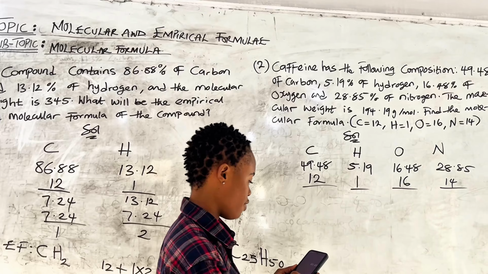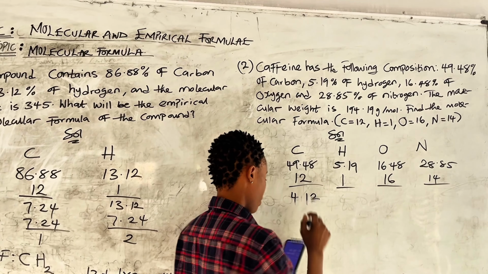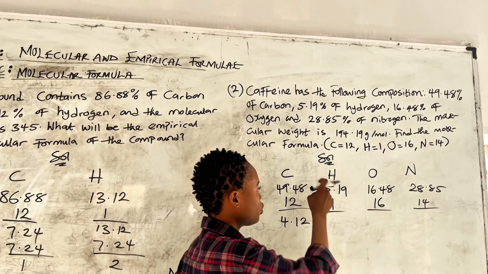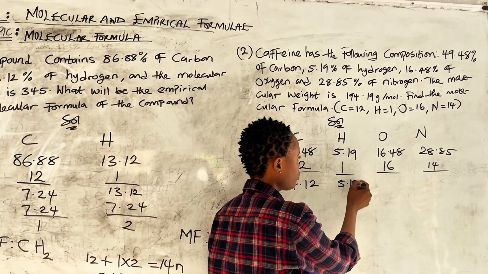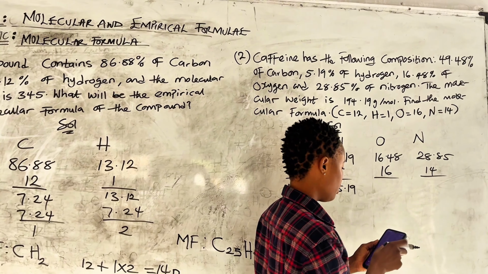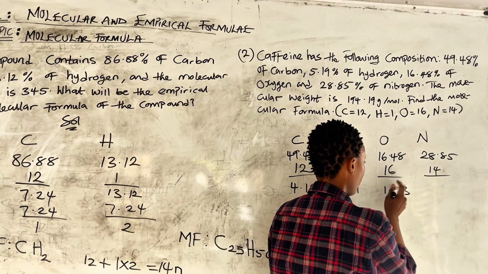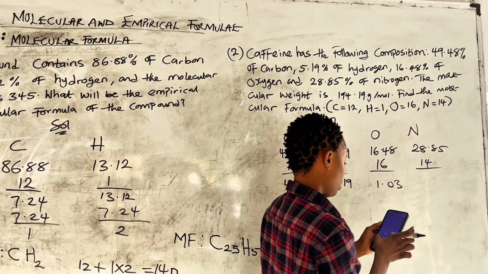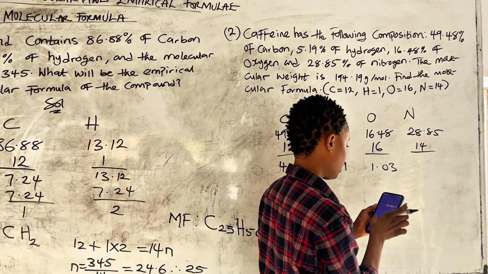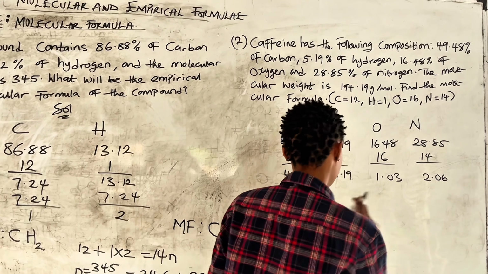So we have 49.48 divided by 12. So what we have is 4.12. Okay, so 4.12. Remember I said it must be two numbers after the decimal. So of course we know that this will be 5.19. So let's divide this. So we have 16.48 divided by 16. So we have 1.03, and then lastly 28.85 divided by 14, and we have 2.06. So you see two numbers after the decimal for all of them.